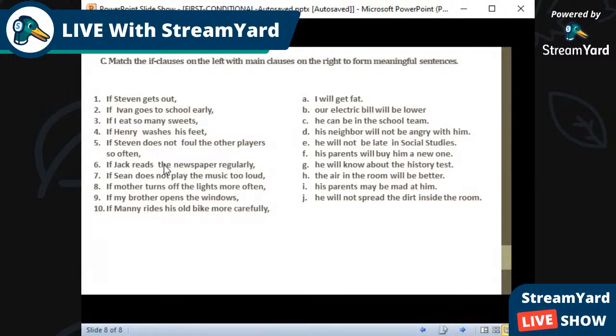Letter A, I will get fat. Letter B, electric bill will be lower. Letter C, he can be in the school team. Letter D, his neighbor will not be angry with him. Letter E, he will not be late in school or he will not be late in social studies. Letter F, his parents will buy him a new one. Letter G, he will know about the history test. Letter H, the air in the room will be better. Letter I, his parents may be mad at him. Letter J, he will not spread the dirt inside the room.